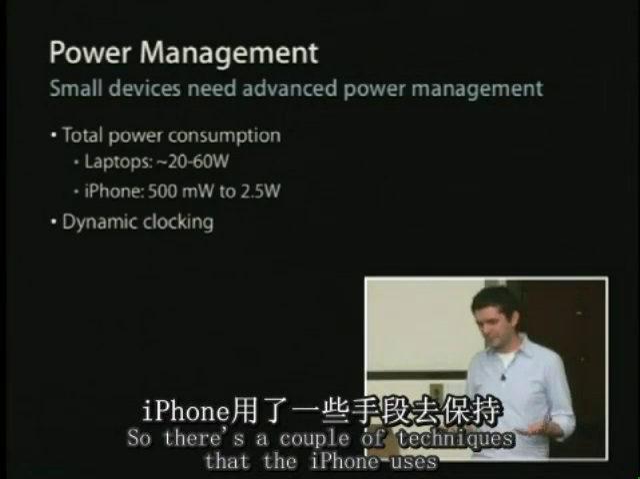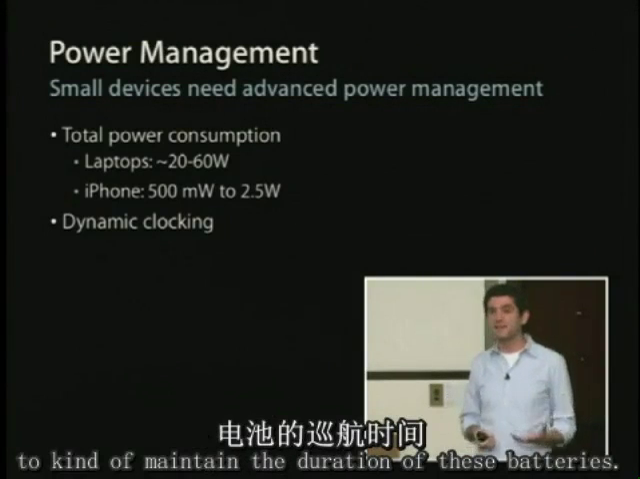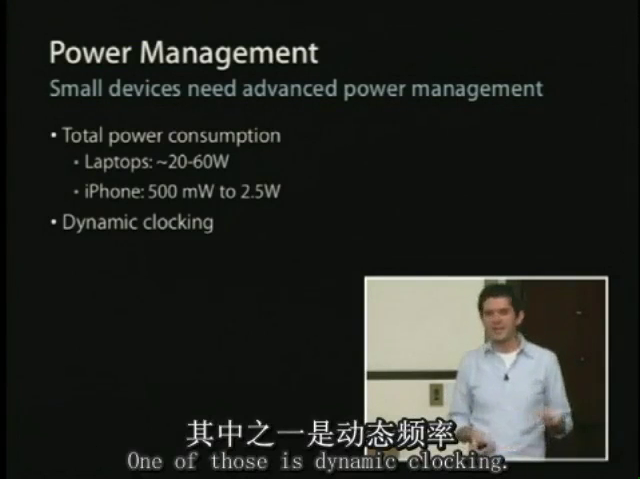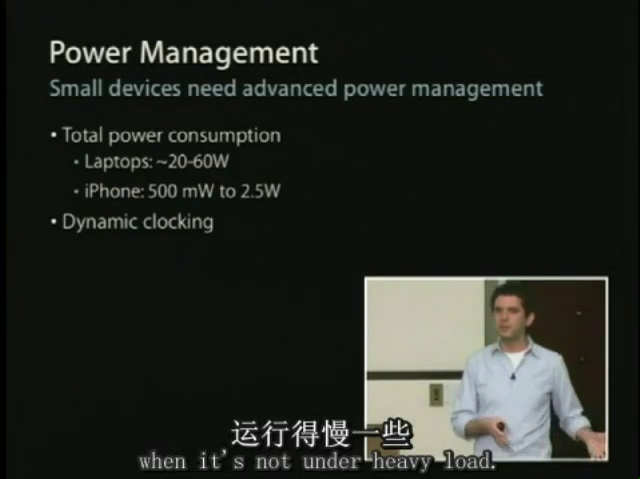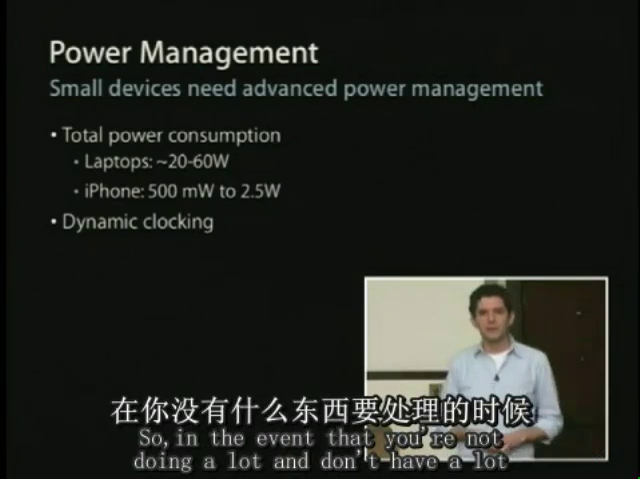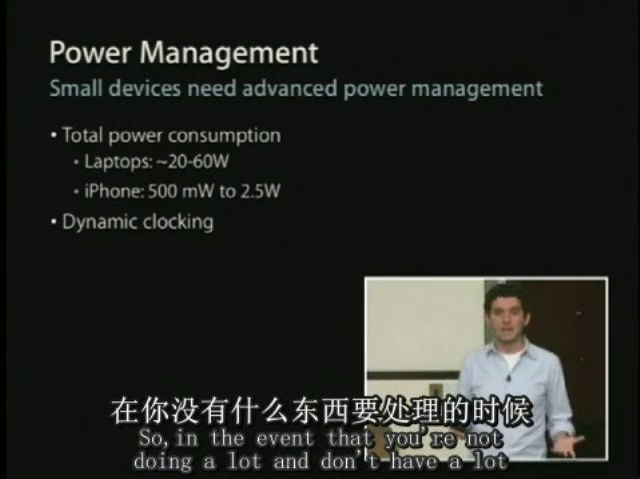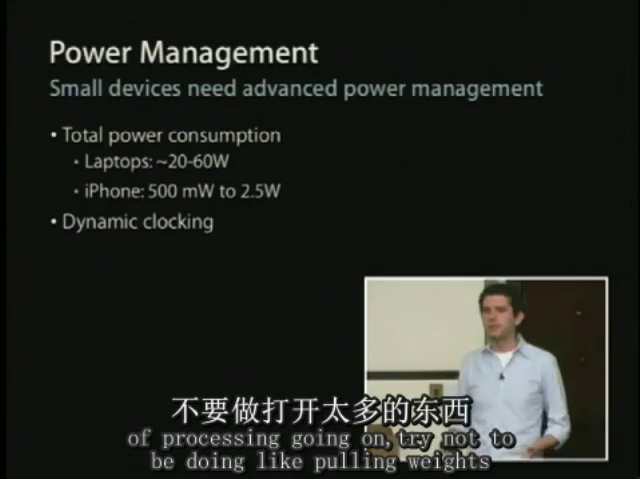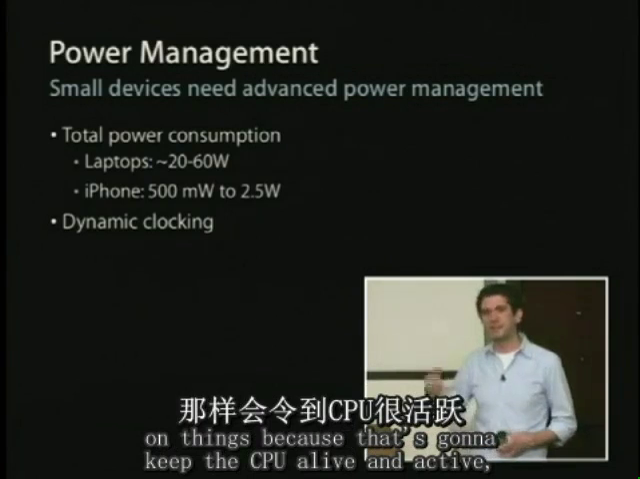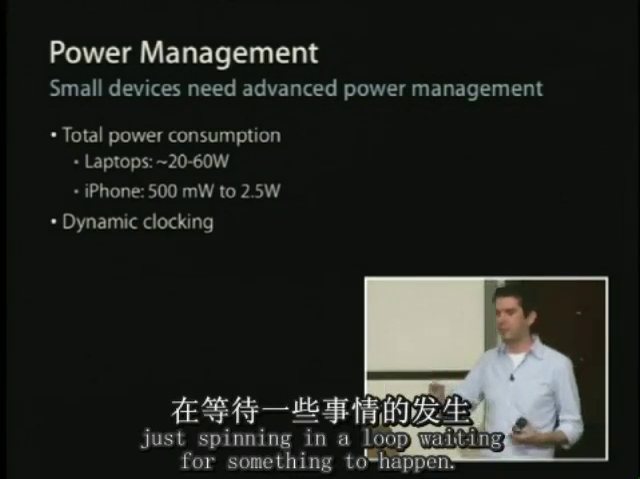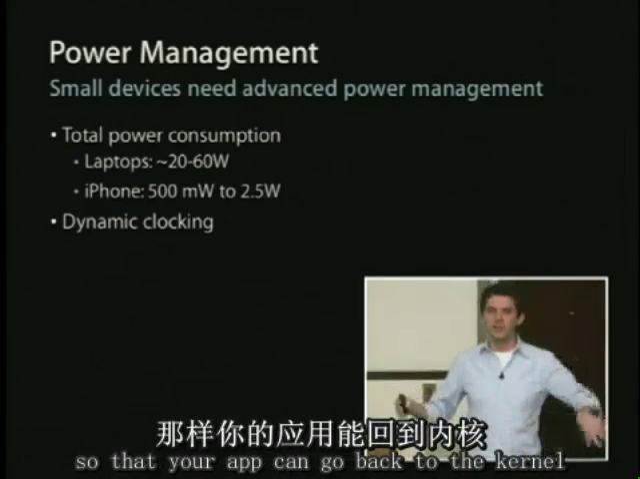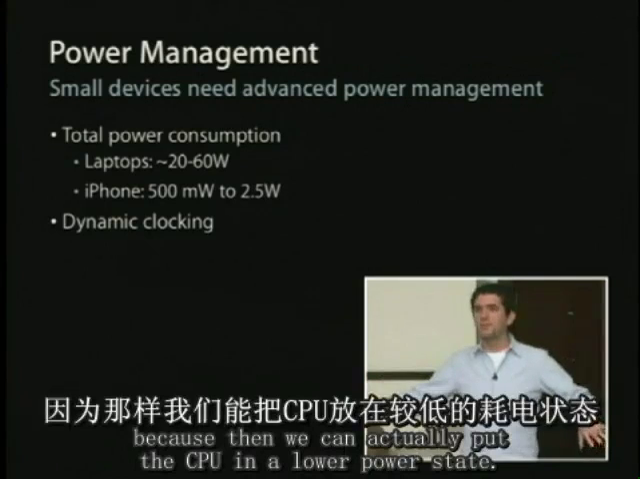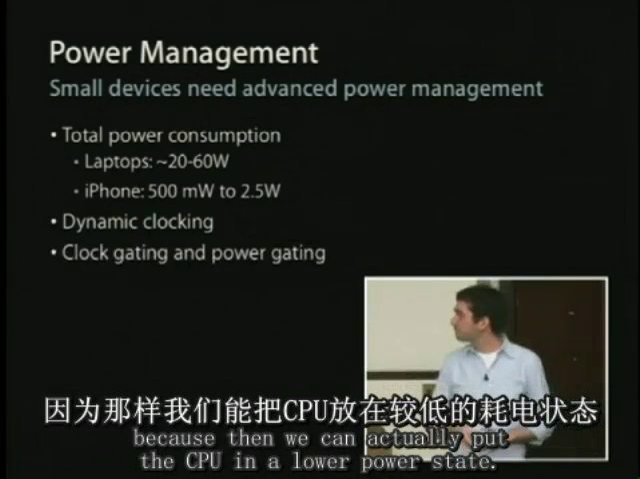There are a couple of techniques that the iPhone uses to maintain the duration of these batteries. One of those is dynamic clocking. It reduces the clock speed of the CPU when it's not under heavy load. So when you're not doing a lot of processing, try not to use polling waits, because that keeps the CPU active, spinning in a loop waiting for something to happen. Try to use asynchronous non-blocking callbacks so that your app can go back to the kernel and get called back later, because then we can put the CPU in a lower power state.